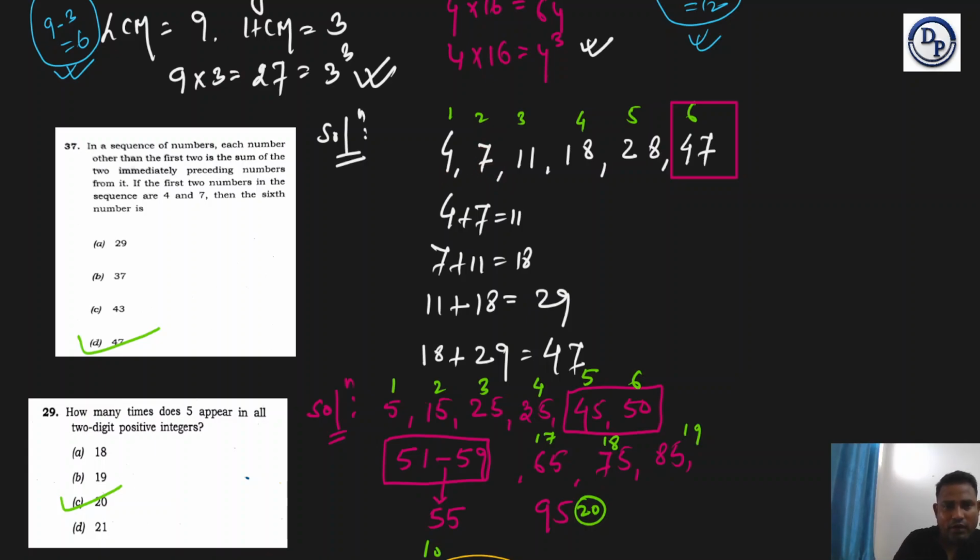So now 4 and 7 are given as the first and second numbers of the sequence. Now 4 plus 7 we get 11. Again 7 plus 11 we get 18. Again 11 and 18 we get 29. This is 29. And 18 plus 29 you'll get 47. So this is the first, second, third, fourth, fifth, and sixth. So 47 is your answer. It's quite easy.